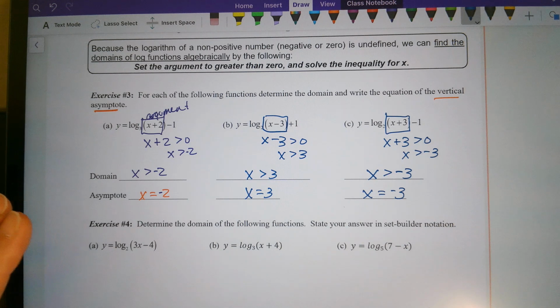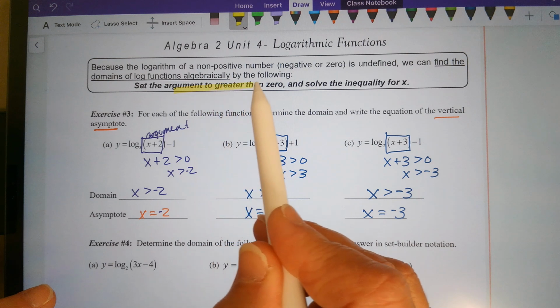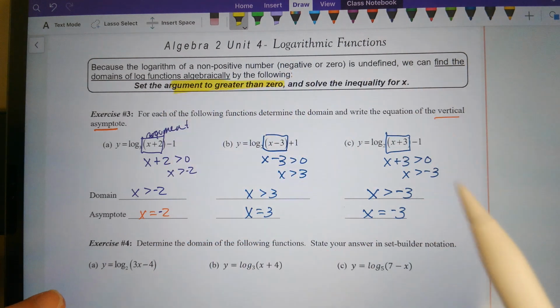So the argument of any log function must be greater than 0. It's important to remember the argument of any log function must be greater than 0.